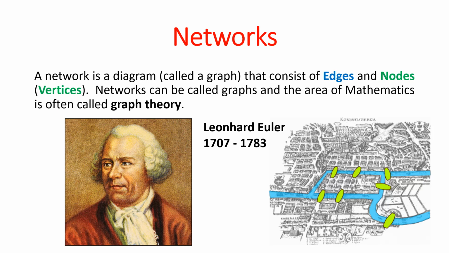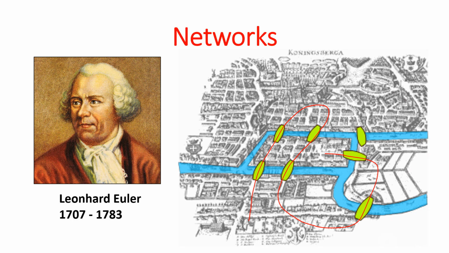It was started around the 1700s by a mathematician called Leonhard Euler. What he discovered, living in an area called Königsberg, was that you couldn't walk across these 7 bridges without going over the same bridge twice. So he started to do a lot of work in mathematics around this idea.